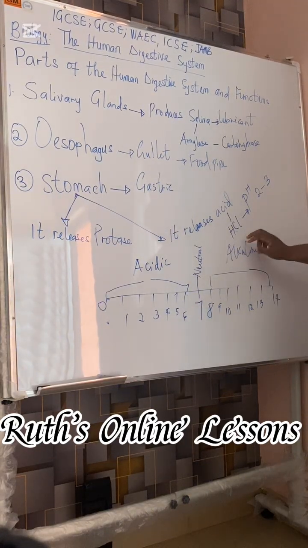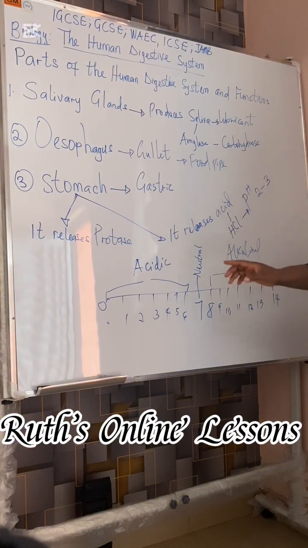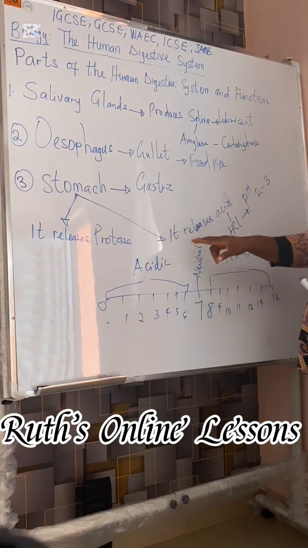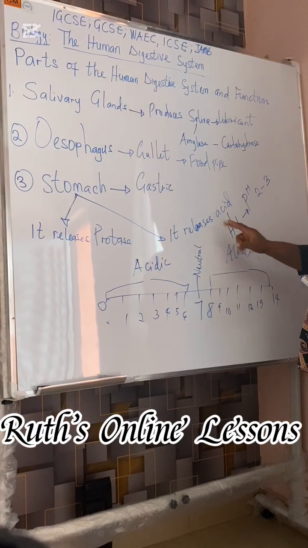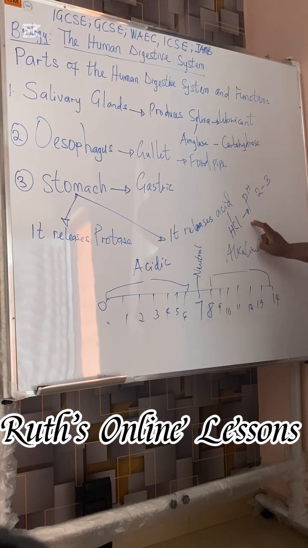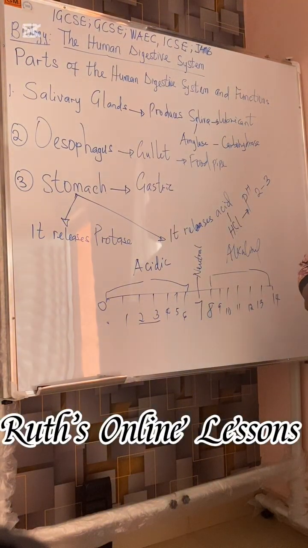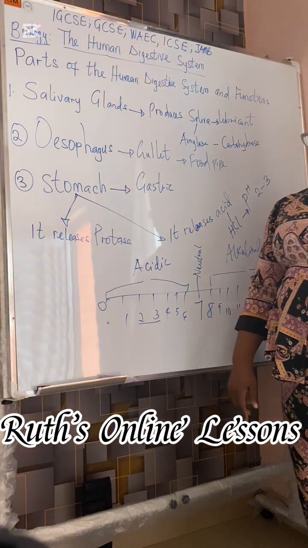I'm talking about the function of the stomach. Remember, don't get lost, that the stomach releases an acid, hydrochloric acid, and the pH of the acid is around this range. That's to tell you that the acid in your stomach is really acidic.